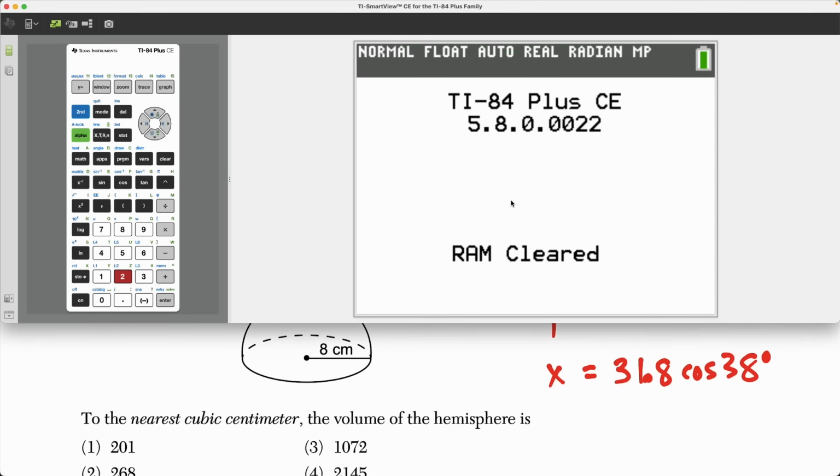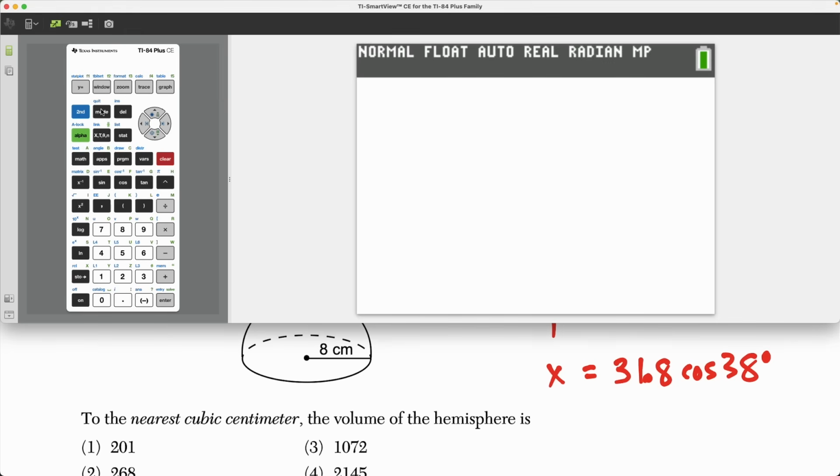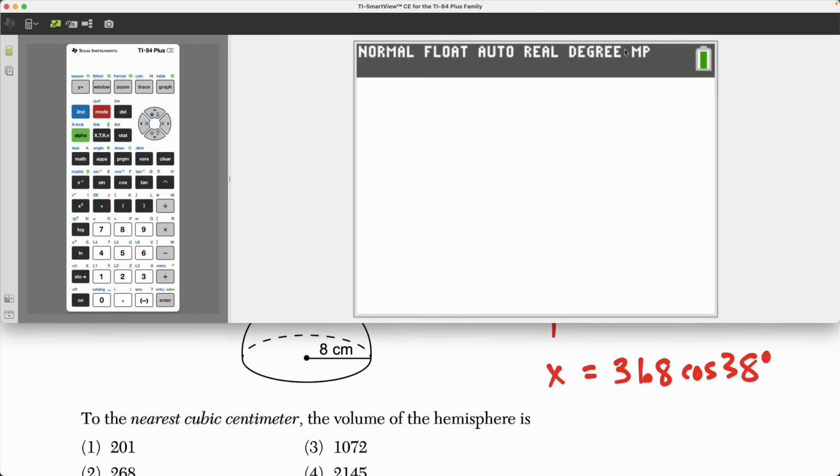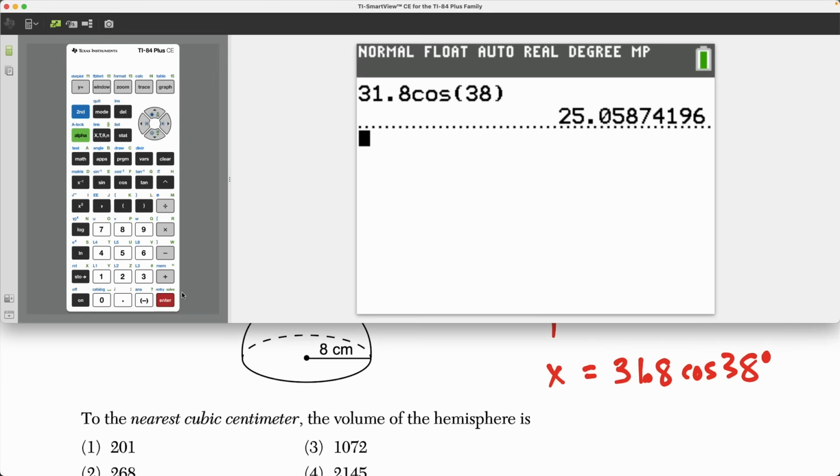So now for this part, we'll type this in the calculator, and I'll assume that your calculator has been reset. So what you want to do is make sure for the Geometry Regents that you are in degree mode. So you press mode, and you go down over here to radian, you go over to degree and press enter. Okay, and then press second mode to quit. And notice on the main screen here that it says degree, and that's what we want to be in. So now I'm just going to write 31.8 times cosine of 38 degrees. Okay, and now we just press enter.